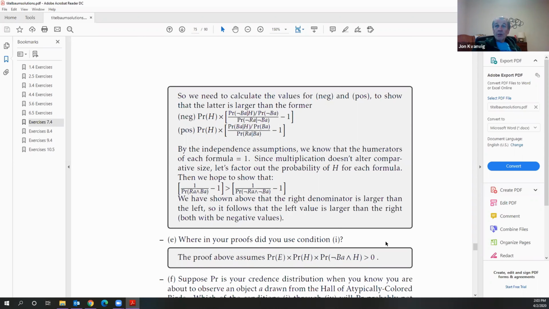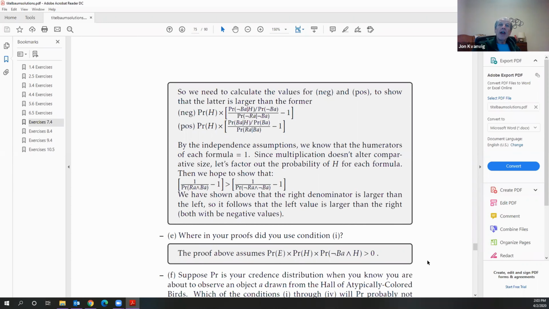So where in your proofs did you use condition 1? The proof above assumes that the probability of E times the probability of H times the probability of not B and H is greater than 0. So that's going to require condition 1 in order for that fact to hold.